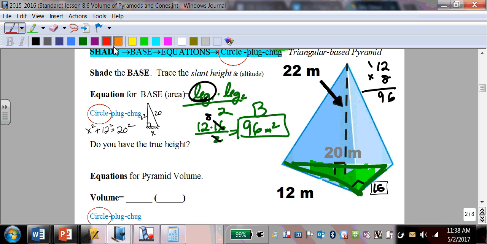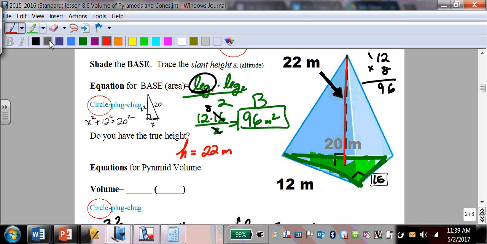We're not in volume. Nate, do we have the true height, buddy? Do we have the height inside the pyramid, Nathan? Yes, let's write it down. Our H is 22 meters. Now let's come down here. We write our equation. Area of the base times height over 3.